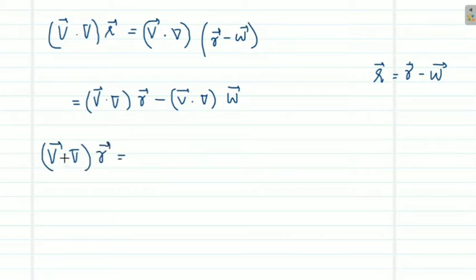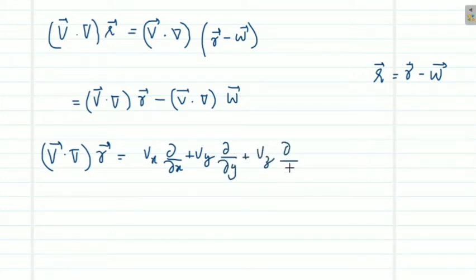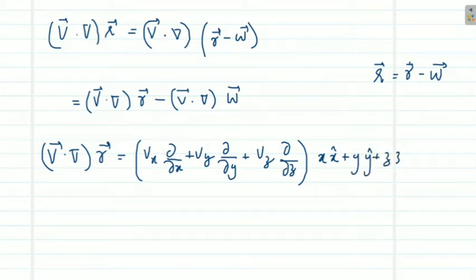So what is v bar dot del? It will be just like the previous expression. It will be vx into dou by dou x plus vy into dou by dou y plus vz into dou by dou z of r bar. What will be r bar? R bar is x cap plus y cap plus z cap.